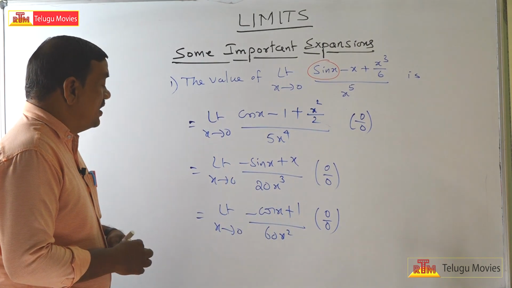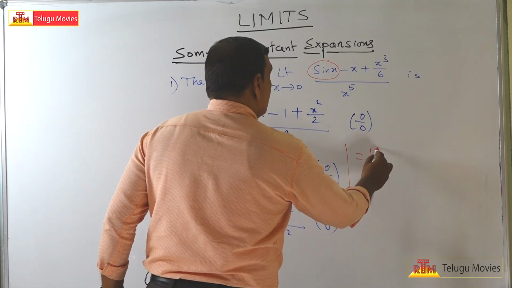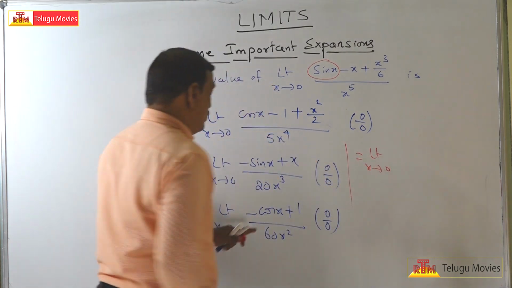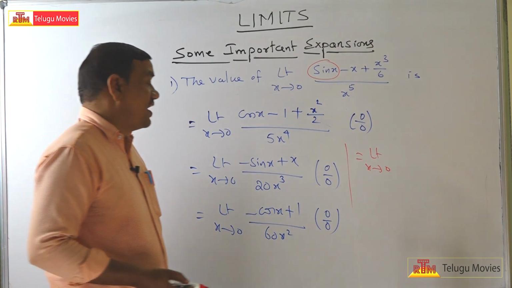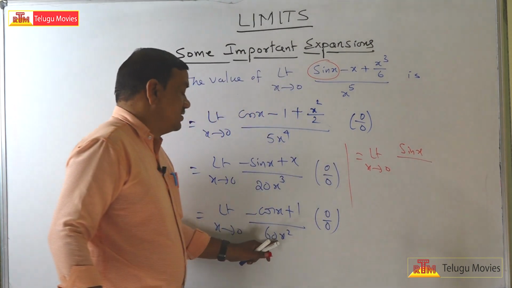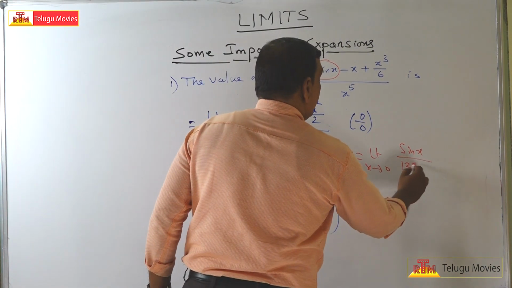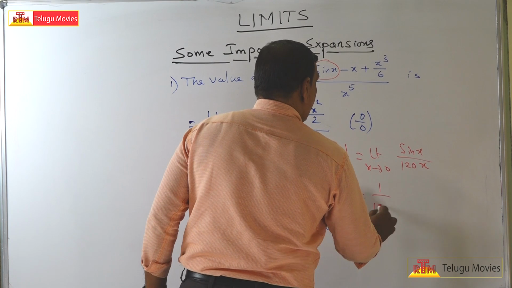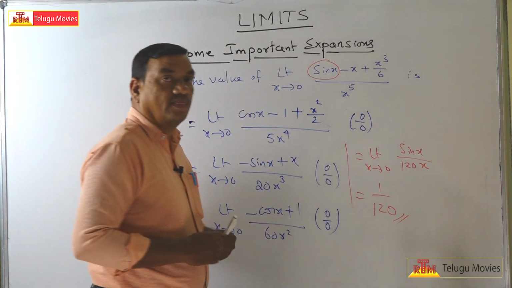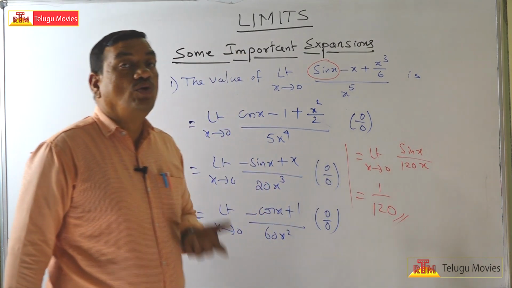Again, next still differentiation, that is equal to limit x tends to 0. Cos x derivative is minus sin x, already sin x is there. Sin x by 60x square derivative, x square derivative is 120x, that is equal to 1 by 120. Understand this, why limit x tends to 0, sin x by x is equal to 1.